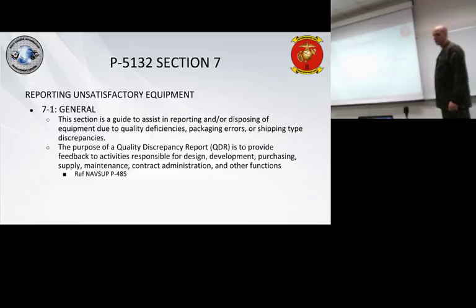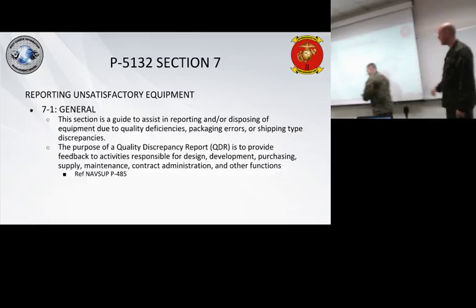So I broke this down by sections. You guys have sections 7 and 10 out of this one. 7 has roughly 7 sections, 10 has roughly 7 different sections. Both of the first sections are a general overview. This section is a guide to assist in the reporting and disposing of equipment due to deficiencies, errors, or shipping type discrepancies. The purpose of a quality discrepancy report, which we will get into later, is to provide feedback to activities responsible for designs, the people that make and purchase and supply all the equipment. Big reference here, which if you ever go to the CVs and try to get a work order advice there, this will be referenced in the supply section. It's the NAVSUP P485, the big supply manual.